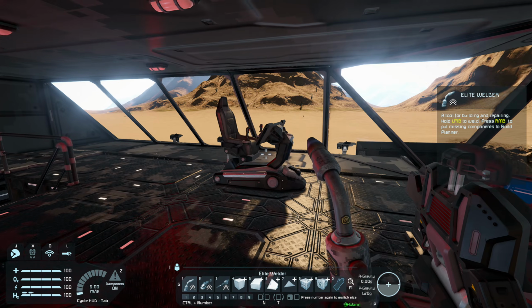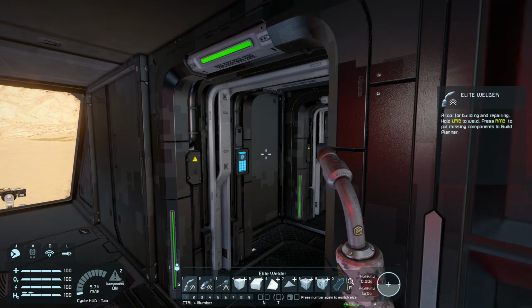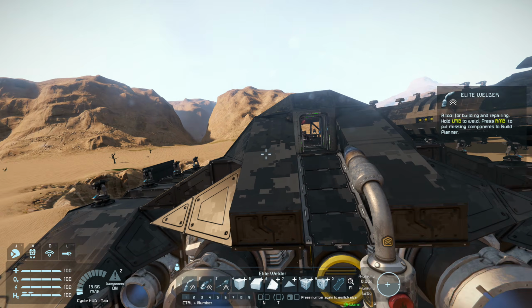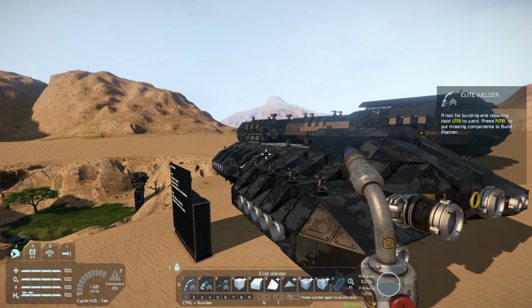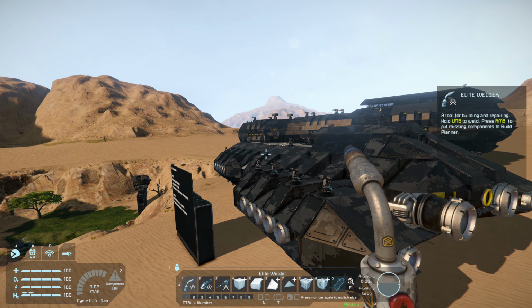So technically you could build a ship that is solely ion and it could fly in the atmosphere, but you would need an absolutely enormous amount of ion thrusters.